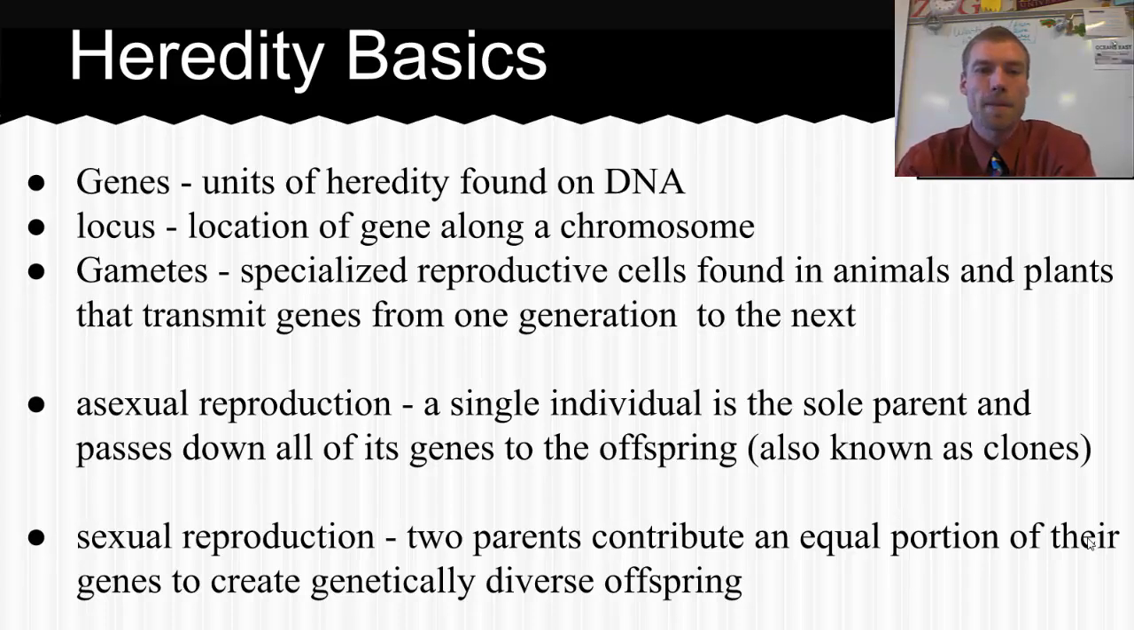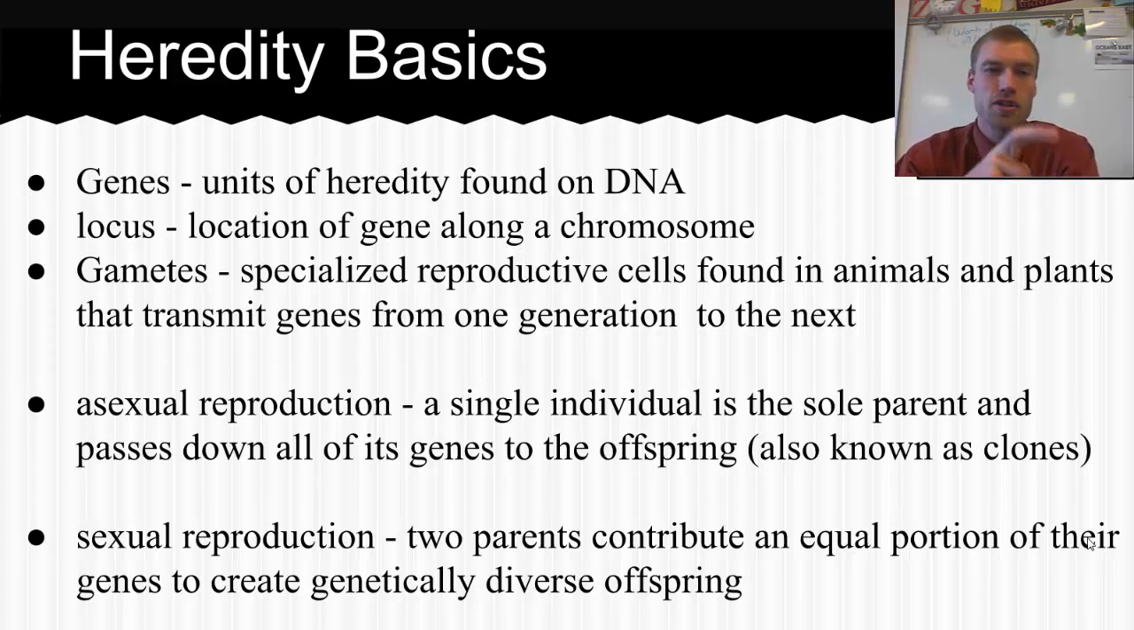Genes are units of heredity that are found on DNA, and the locus of a gene is its specific location along a chromosome. Gametes are specialized reproductive cells found in animals and plants, and they help transmit genes from one generation to the next.